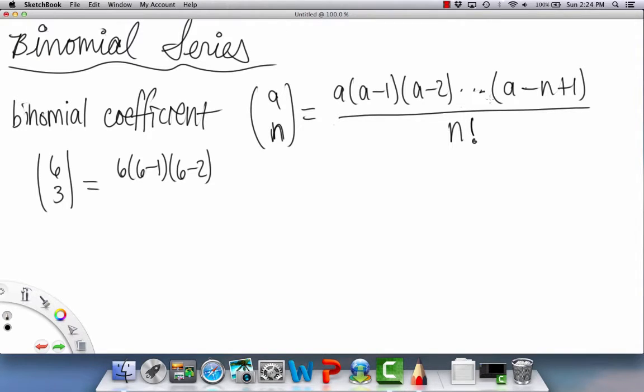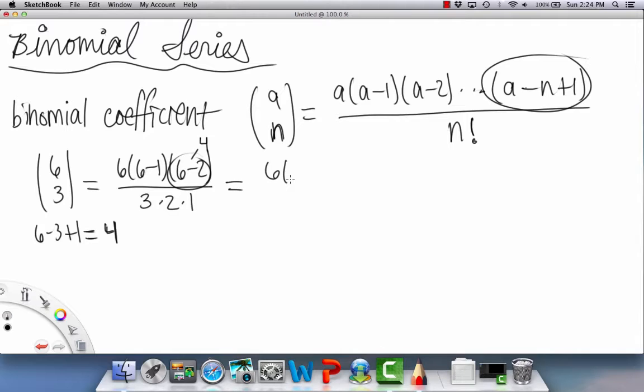I'll solve for the last term first. What's pretty useful is to solve for the last term first to see where you're going to stop, because if not, you'll just keep going and going, and you don't know where to stop. So let's do 6 minus 3 plus 1, which is a minus n plus 1. That is 4. So we're supposed to stop at 4 on the top. That's 4, over 3 factorial, so 3 times 2 times 1. So this is going to be 6 times 5 times 4 over 3 times 2, and then those cancel, and we just get 20.